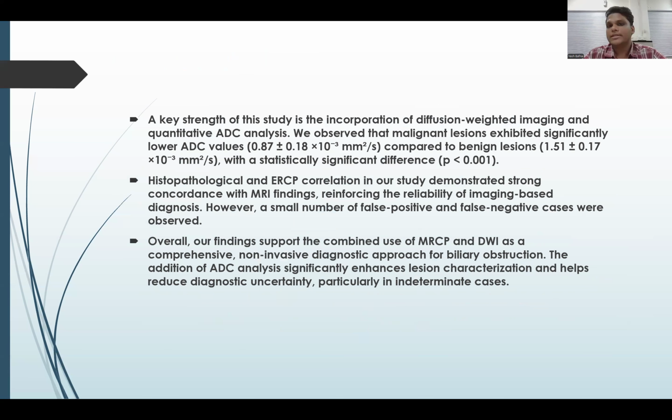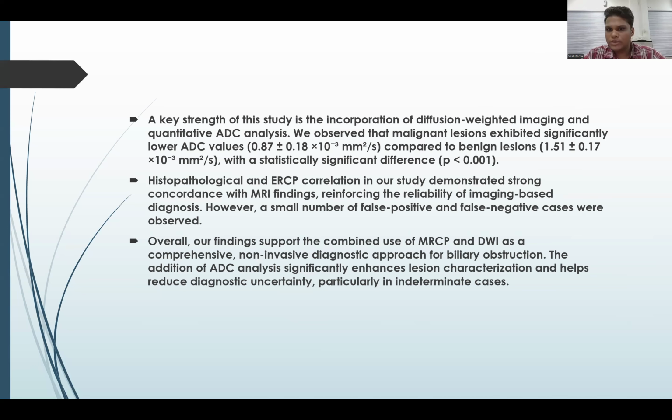A key strength of the study is the incorporation of DWI and quantitative ADC analysis. We observed that malignant lesions had lower ADC values as compared to benign lesions, which was statistically significant. Histopathology and ERCP correlation demonstrated strong concordance with the MRI findings, reinforcing the reliability of image-based diagnosis.